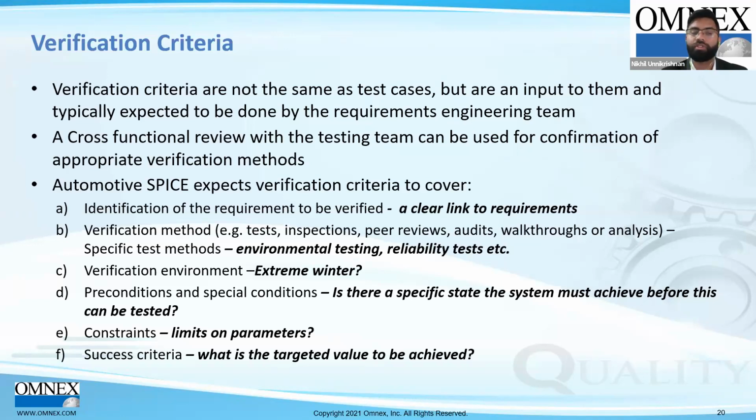And then of course you have the success criteria. At the end of the day, what was it supposed to be? Am I supposed to get 5 volts of output from a system? If so, then am I getting the 5 volts? That's something to consider. So success criteria along with constraints, preconditions, verification environment, method, and also clear linkage back to the requirement is something that is essential when we talk about verification criteria.